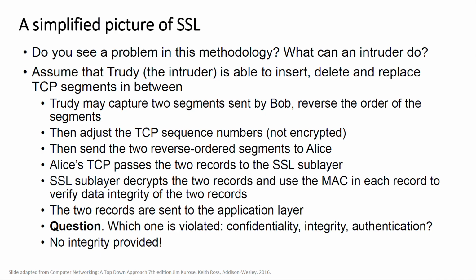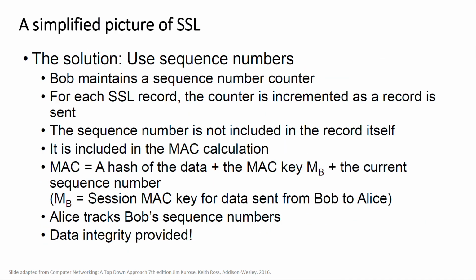Alice's TCP passes the two records to the SSL sublayer. The SSL sublayer decrypts the two records and uses the MAC in each record to verify data integrity of the two records. The two records are sent to the application layer. So you can see that in this example integrity is broken because the order of the segments is changed, and the application layer wouldn't recognize this problem. So the solution is using sequence numbers.